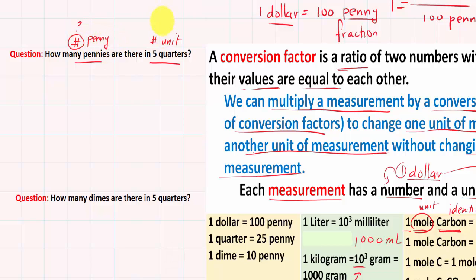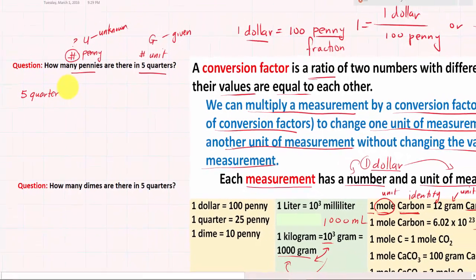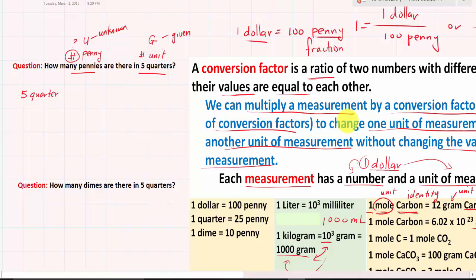We call this the given, the information of what we have, and we call this the unknown, which is what we are looking for. So U represents unknown, G represents given, and we always start with our given. So in this case, we are given 5 quarters. And going back to this, all we have to do is find the right conversion factor to multiply by our given to convert from one unit to another unit.